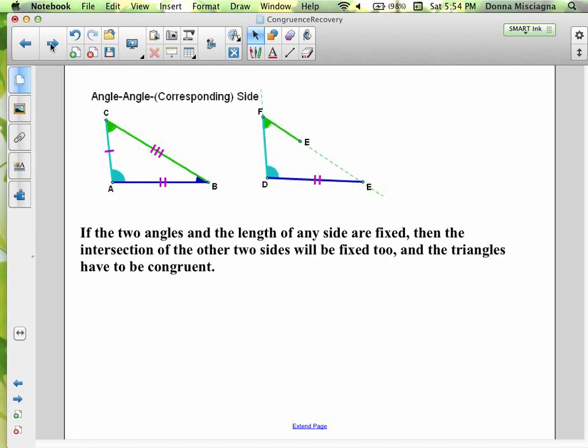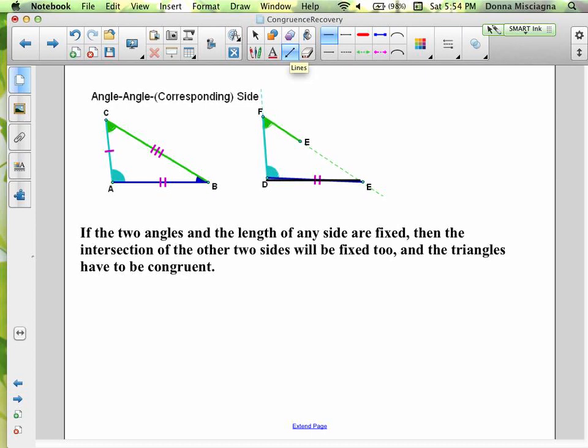So if two angles and the length of any side are fixed, then the intersection of the other two sides will be fixed too, and the triangles will have to be congruent. Right? So I'll use a line tool here. So this is the side that's fixed.